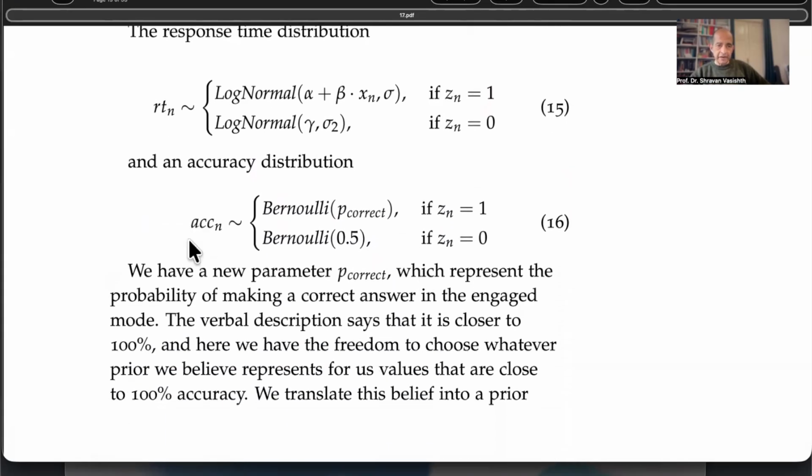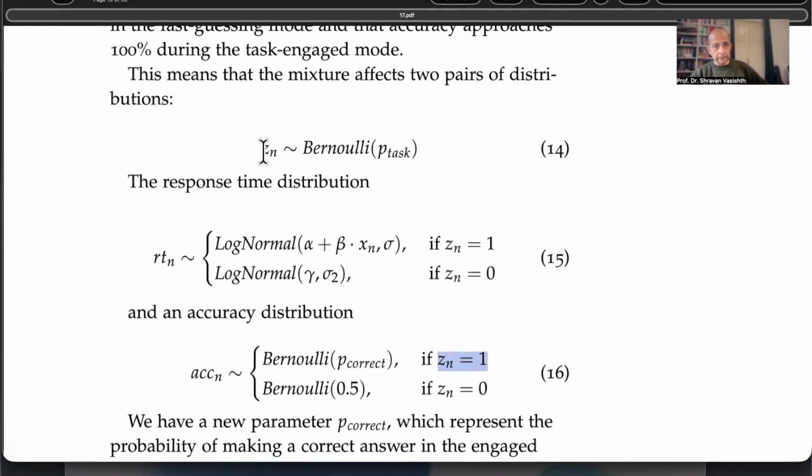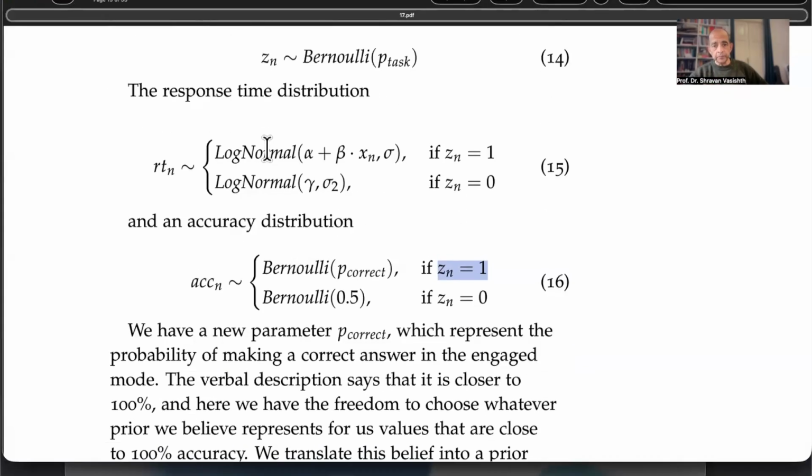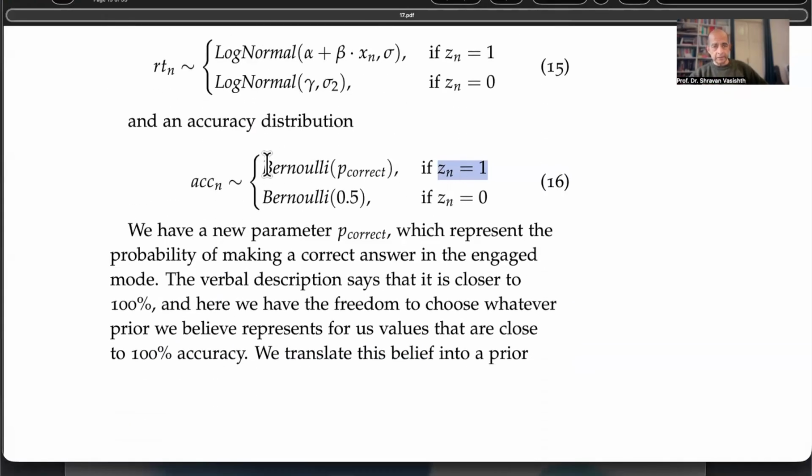What's new is that we will have another part to the model where we are modeling accuracy, so correct or incorrect response in each of the n data points as either coming from a Bernoulli where the probability of a correct response is a new parameter called p correct, and that we sample from that distribution only when the indicator variable is 1. So this Bernoulli will decide in every one of those n trials whether we have a 1 or 0, and if there's a 1, then we are sampling the answers from this distribution.